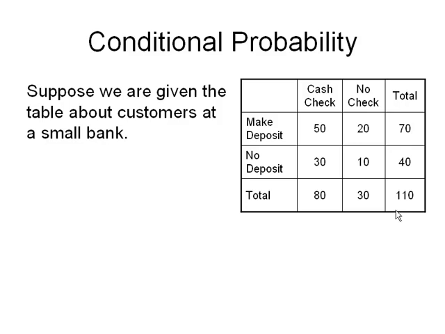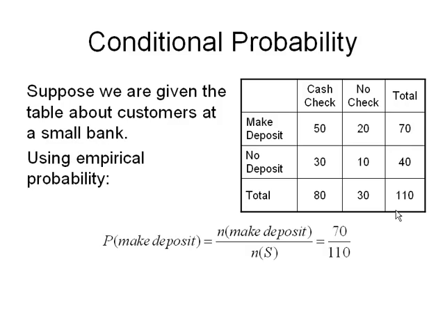So with this information, we could use empirical probability and figure out what's the probability that someone would make a deposit. So that's going to be the number of people who made a deposit divided by the number of things in the sample space, 70 divided by 110.